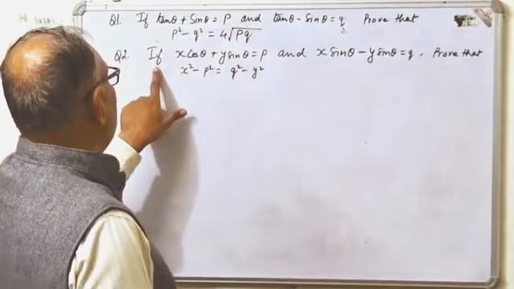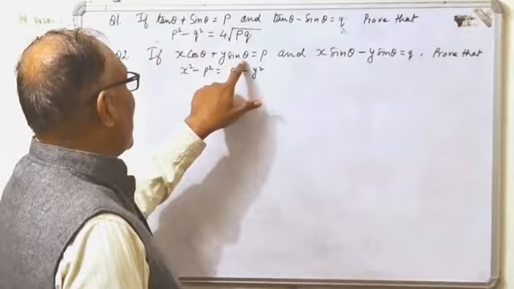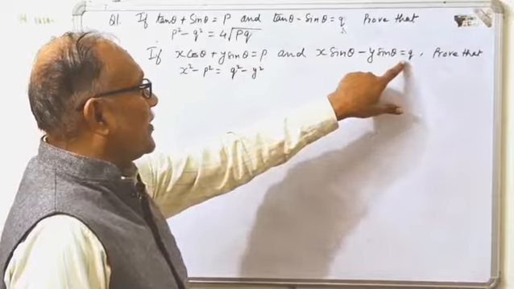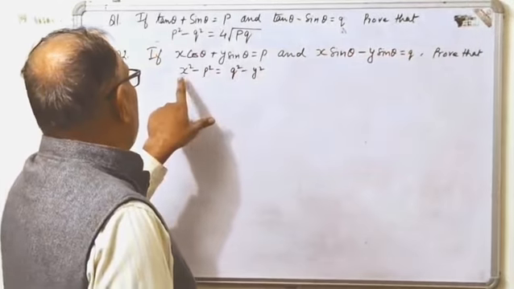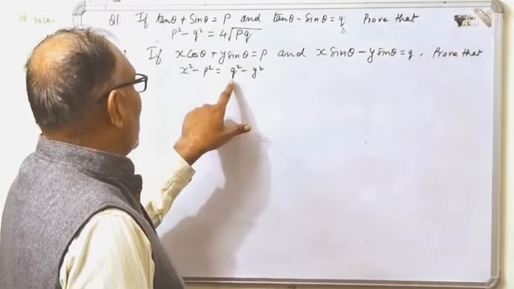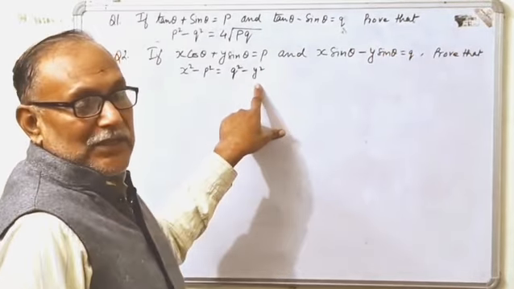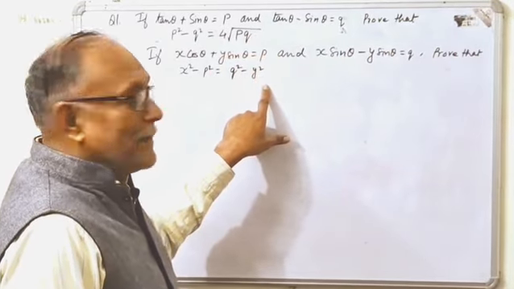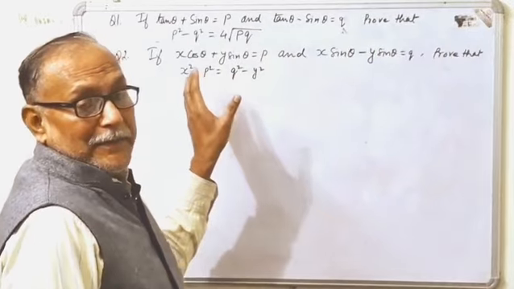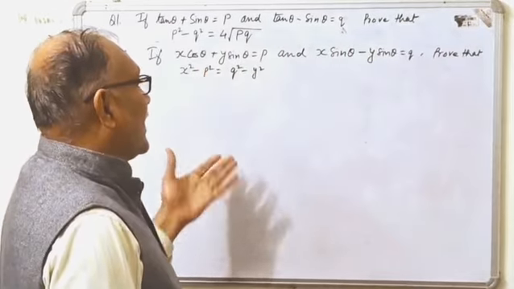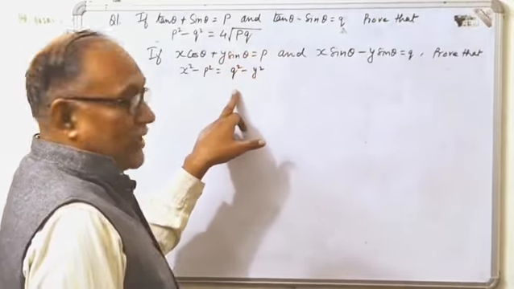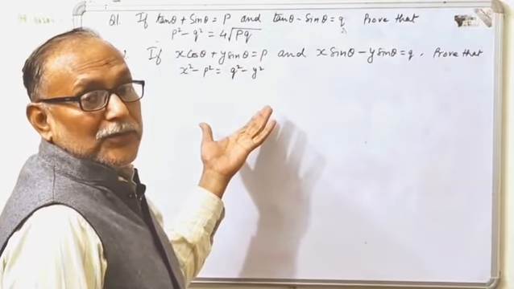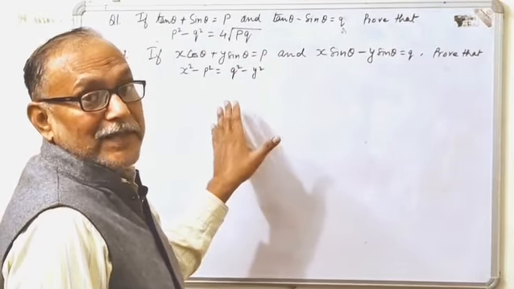And the second problem is, if x cos theta plus y sin theta equals P and x sin theta minus y sin theta equals Q, then prove that x square minus P square equals Q square minus y square. Students, these two problems are based on the trigonometric identities. There are various ways of solving these two questions, but I have tried to prove this in a very simple way.